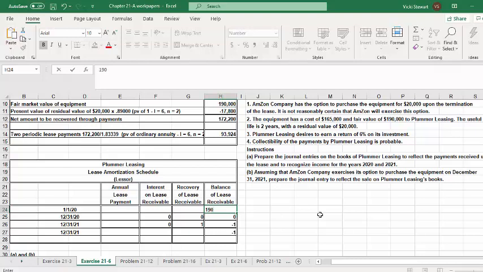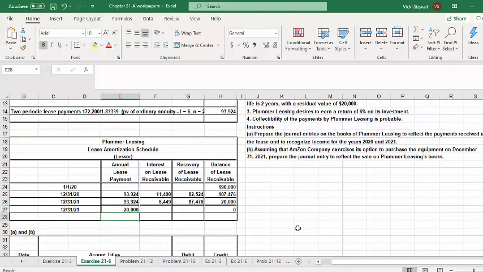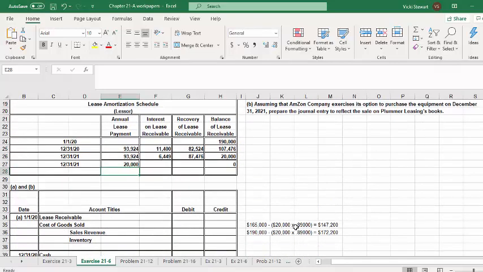Now we're going to construct a small amortization schedule for Plummer for this lease. We start out with the balance of the lease receivable, which would be the $190,000, and then we would show the 2 payments of $93,924 that would be due at the end of the next 2 years, and we would also show the $20,000 residual value. So we have the information that we need to go ahead and record the entries on Plummer's books for 2020 and 2021 for this lease.